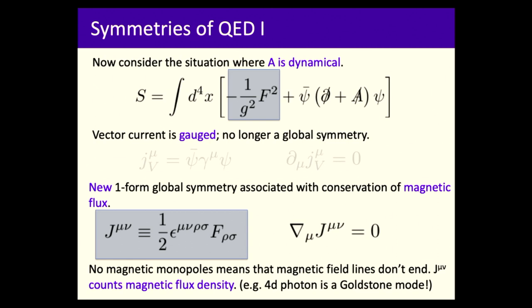This is, I claim, a useful way to think about E&M. You can learn many useful things. So for example, the photon in four dimensions, the one through which you can see me, can actually be thought of as a Goldstone mode of the spontaneous breaking of this higher form symmetry. But really, you should just think of this as a normal global symmetry, just like the ones with only one index. Okay. Yes, question.